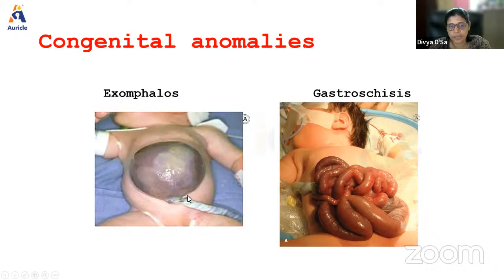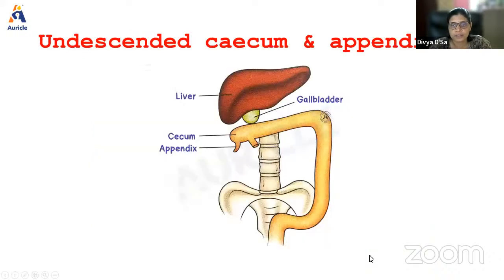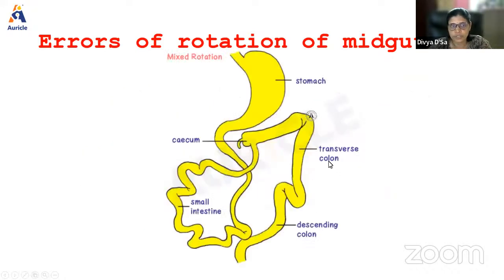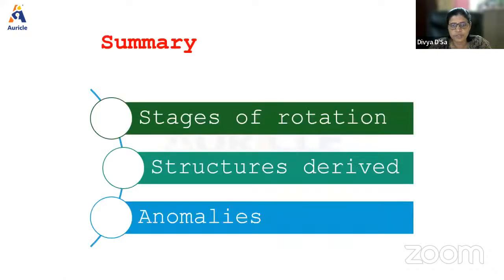Here it remains outside itself. The physiological umbilical hernia completely remains outside. That is known as exomphalus. Here, the anterior abdominal wall is not formed, and the entire loop is lying outside. This is known as gastroschisis. Then other things which we see are undescended cecum and appendix, where the cecum and appendix do not descend down. Others are non-rotation, where the rotation doesn't happen, or it can undergo malrotation on the other side. Those are the abnormalities which we see in the rotation of the midgut loop.